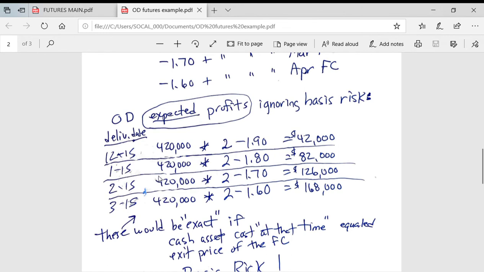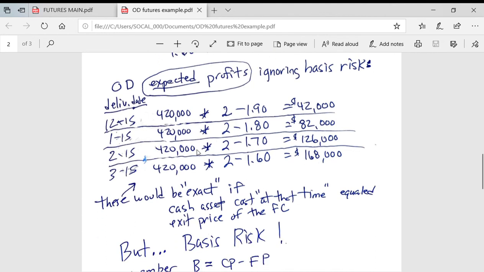On that January 15th delivery, his expected profit will be 420,000 gallons times the locked-in selling price of $2 minus his locked-in buy price of $1.80 via the long position in 10 February contracts. And so that's 20 cents a gallon times 420,000, an expected profit of $84,000. For the February 15th delivery using the March contract, his expected profit is 420,000 gallons times $2 minus $1.70, $126,000. And using the April contract to hedge the 3/15 delivery, 420,000 gallons times the selling price of $2 minus the locked-in buy price of $1.60. That's 40 cents a gallon times 420,000 gallons, an expected profit of $168,000.